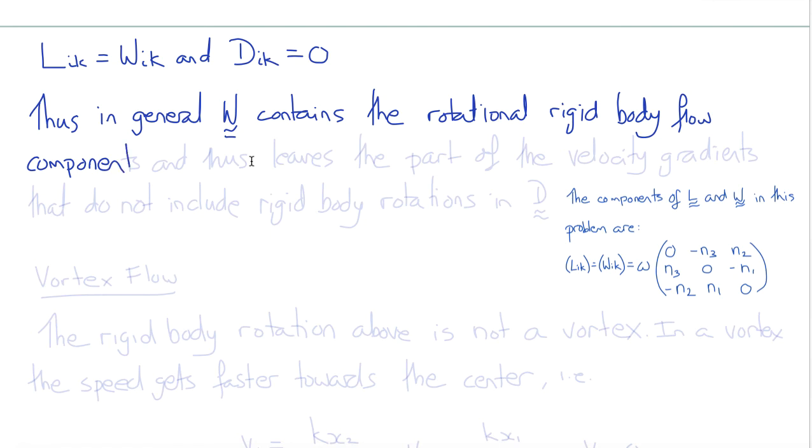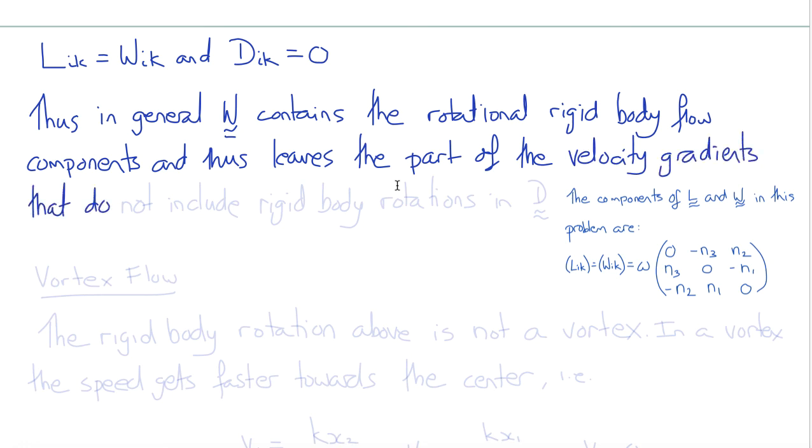And so therefore, the decomposition of L into a spin tensor and a rate of deformation tensor effectively separates the velocity gradients into rigid body rotations and components that are not rigid body rotations that actually reflect flows. And so D is the part of L, of the velocity gradients, that doesn't include rigid body rotations. Similarly, in the same way that U and V, when we did the polar decomposition theorem, were the parts of the deformation gradient that didn't include rotations.